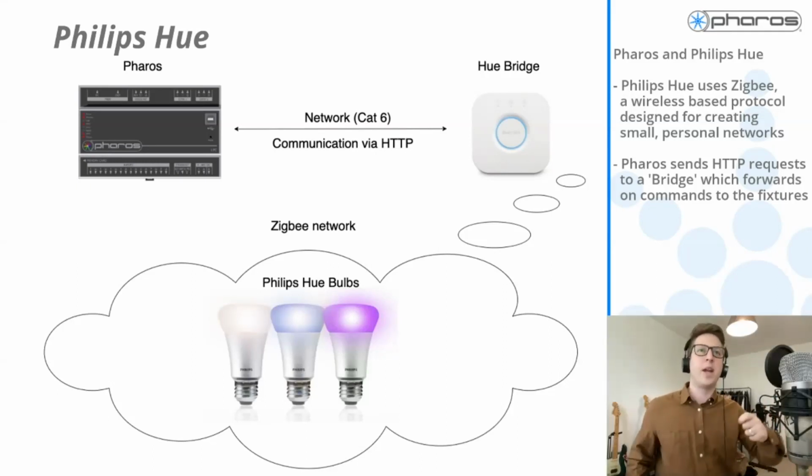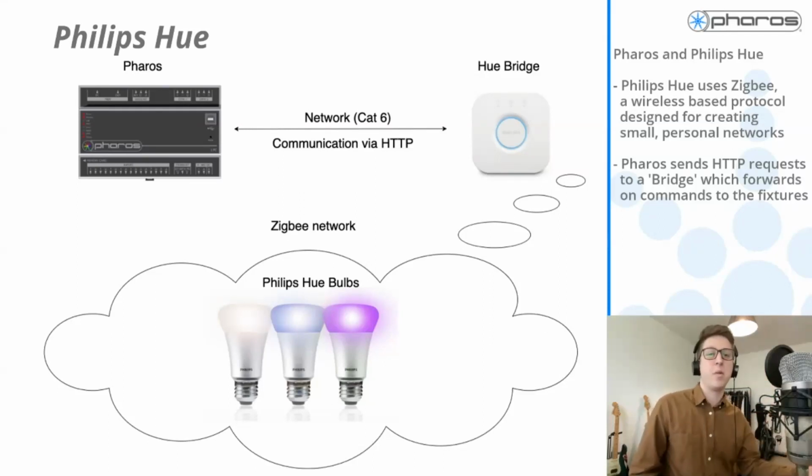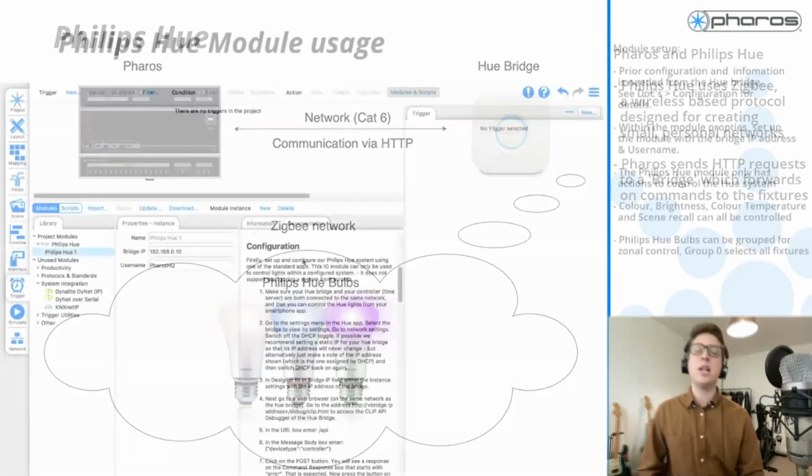The one difference between Hue and something like Cicato, though, is that Hue is more for the residential market. I think it's a little bit more basic. You can't return as much information from the system. It's, again, just more command-based. But it's still pretty powerful, and it may be something that you want to integrate with Pharos. So let's have a look at the module now.